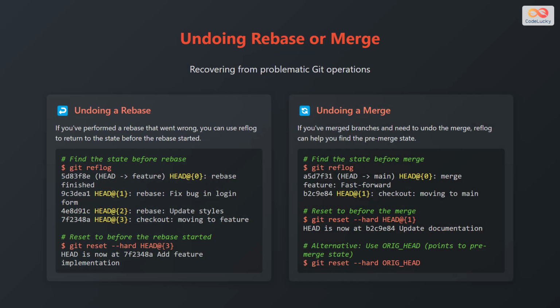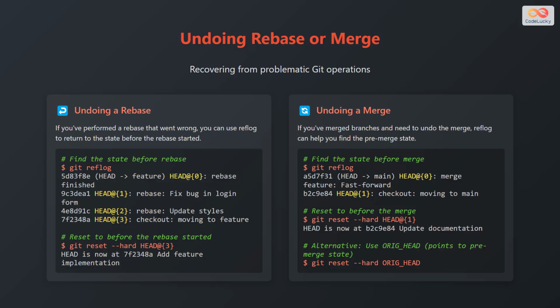Now let's discuss how to undo a rebase or merge. If you've performed a rebase that went wrong, you can use reflog to return to the state before the rebase started. To find the state before the rebase, run git reflog and look for the checkout operation related to your branch. Then, reset to the commit before the rebase started using git reset --hard HEAD@{3}.